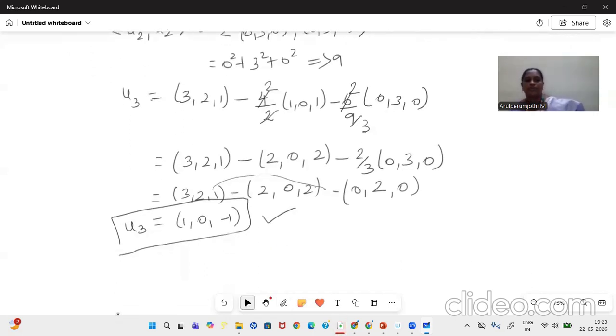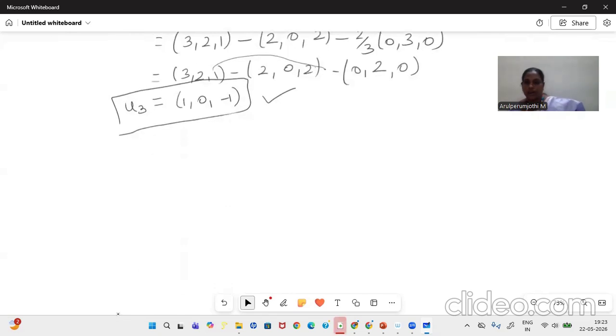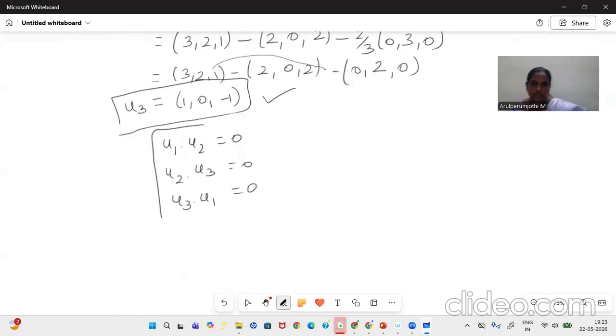So u1, u2, u3. Now you have to check the orthogonality. Orthogonality is nothing but u1 dot u2 is equal to 0, and then u2 dot u3 is equal to 0. Similarly, u3 dot u1 is equal to 0. If you check these conditions, then your answer is correct. So this is the way to check your answer: u1 dot u2 is 0, u2 dot u3 is 0, and u3 dot u1 is 0.